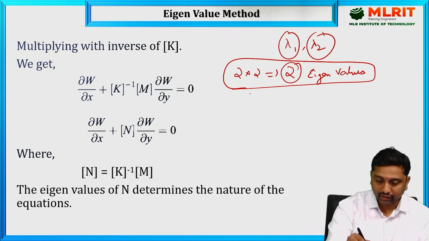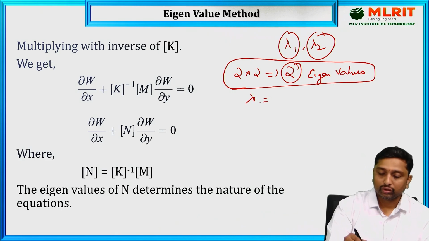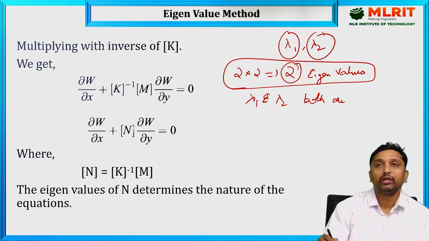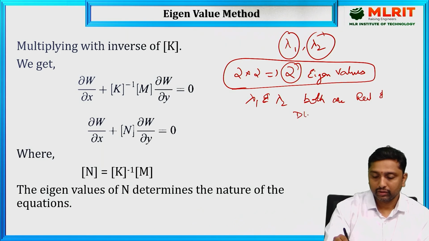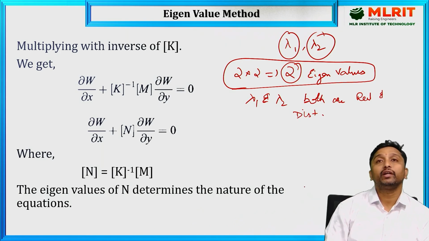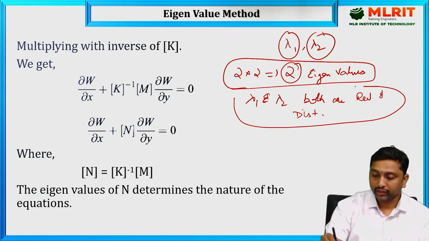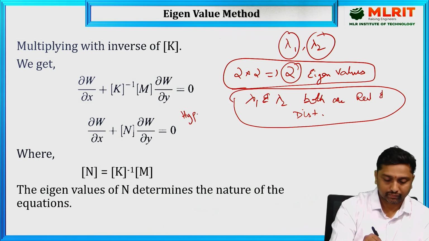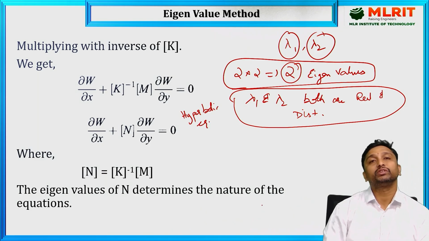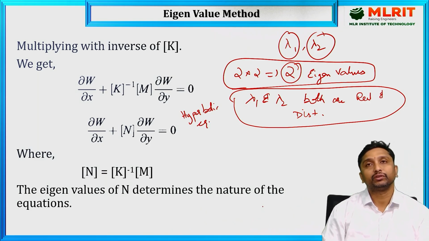For example, if the eigenvalues are two distinct values, lambda 1 and lambda 2, and both are real and distinct, then we call such equations hyperbolic equations.